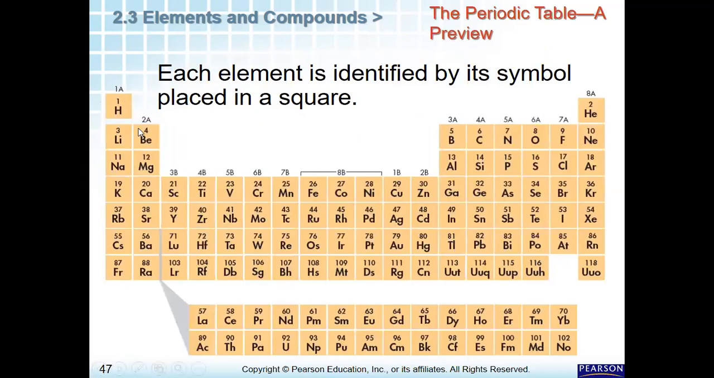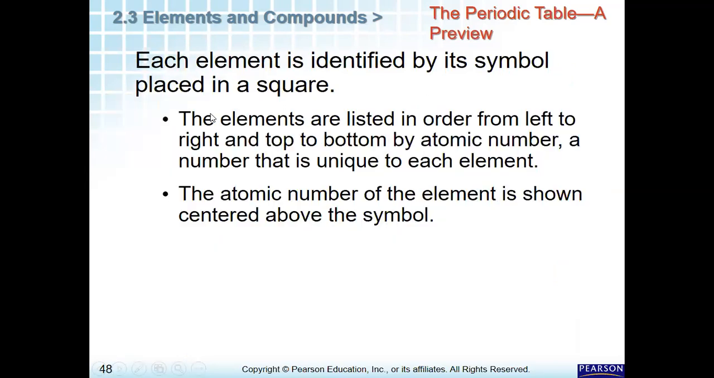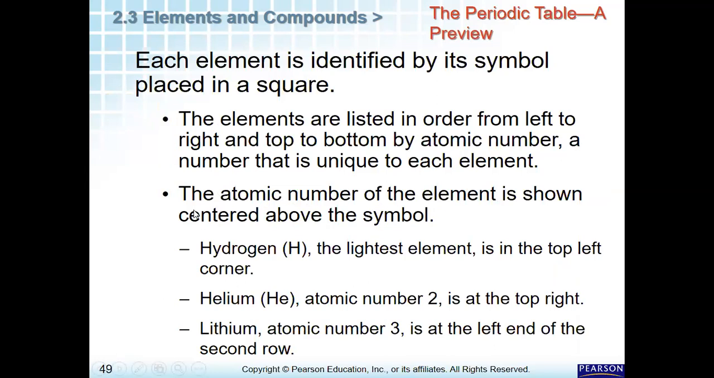Each element is identified by its symbol placed in a square like you see here. Hydrogen is placed here in a square, and we also get the atomic number, which is a specific unique structure for the element. In order to know the element, you have to know its atomic number centered above the symbol. For example, hydrogen, the lightest element, is on the top left corner, and helium, number 2, is on the top right, and lithium is Li with atomic number 3, and it will be at the left of the second row under the hydrogen.